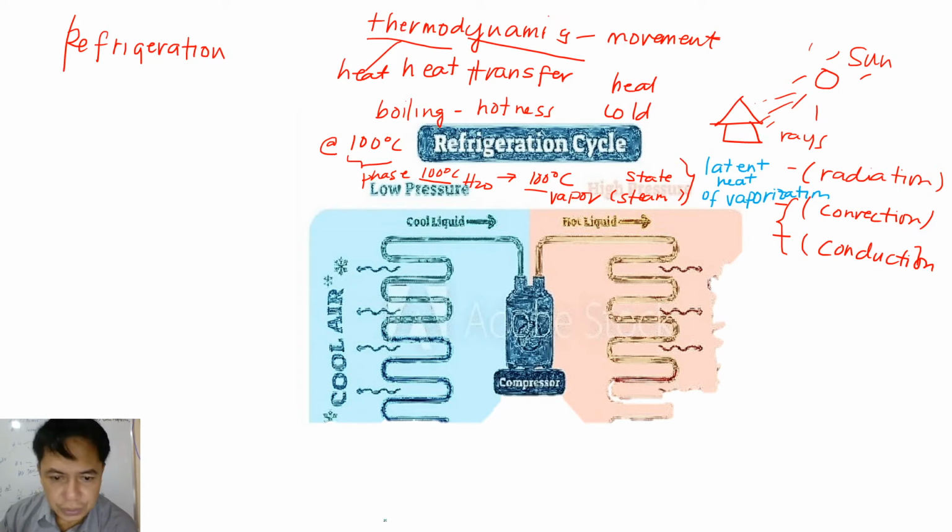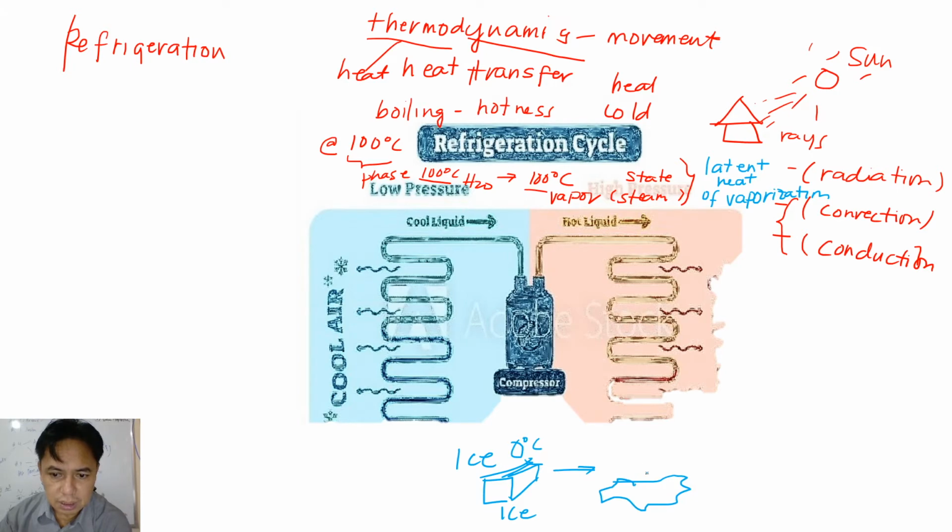If I may review, last time we were solving the ice refrigeration. There is this scenario wherein you have an ice, for example, a cube of ice. This ice is at 0 degrees centigrade. Then this ice will turn into what? Water, if it's subjected to a certain surrounding temperature.